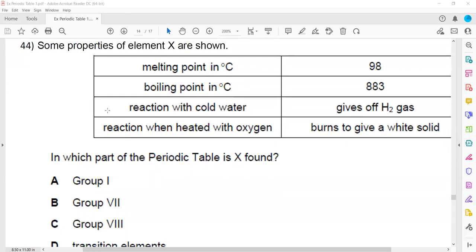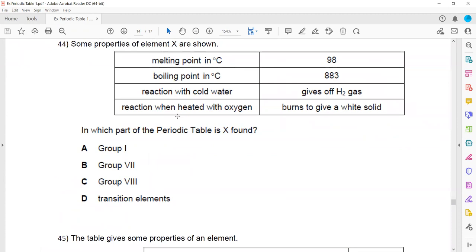Some properties of element X are shown. It has a low melting point. It gives off hydrogen when reacting with cold water, so it gives an idea, and it burns and gives a white solid. Number one, if it is forming a white solid, it cannot be a transition element. If it is reacting, it cannot be group 8. So we are left with group 1 or 7.